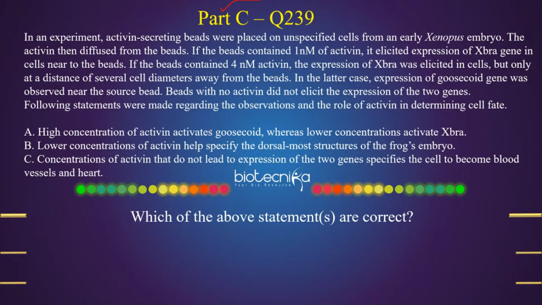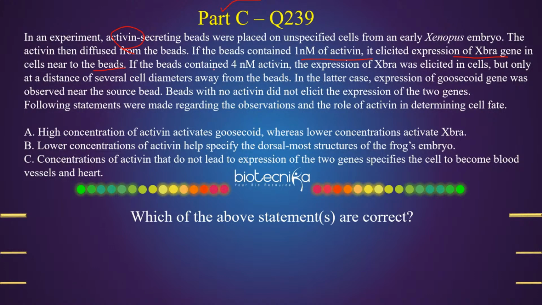Okay, so in an experiment, there is a molecule called activin. Activin-secreting beads were placed in unspecified cells from an early Xenopus embryo. Activin then diffused from the beads. If the beads contained 1 nanomolar of activin, it elicited expression of the XBRA gene in cells near the beads.